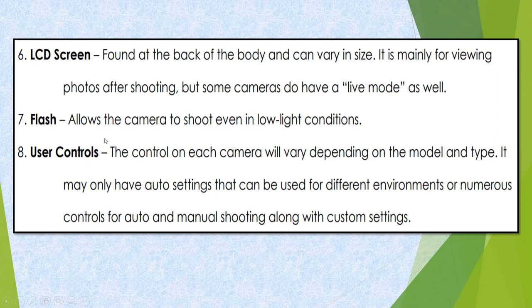Number 7 is the flash, which allows the camera to shoot even in low light conditions. Number 8 is the user controls. The controls on each camera will vary depending on the model and type. It may only have auto settings that can be used for different environments, or numerous controls for auto and manual shooting along with custom settings.